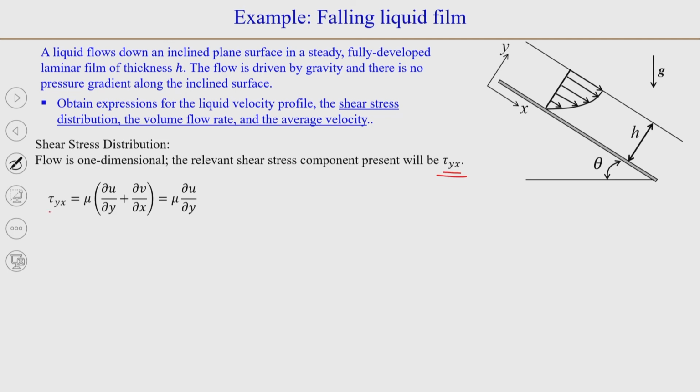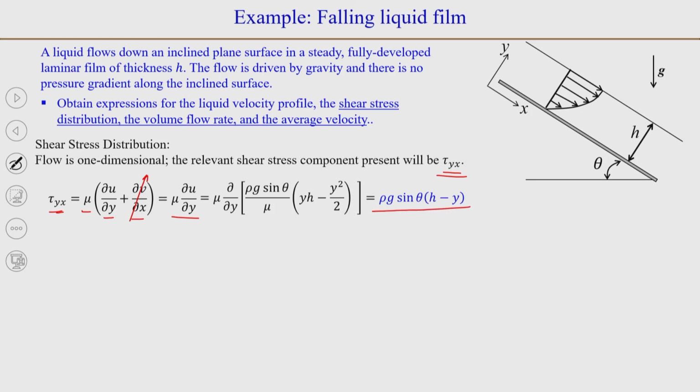So, we can write tau y x, that will be equal to mu into dou u by dou y plus dou v by dou x, and because v is equal to 0 or dou by dou x is equal to 0, this term will be 0, and you will have tau y x is equal to mu dou u by dou y, and we already know what is dou u by dou y. So, we will have mu multiplied by rho g sin theta (h minus y). Okay.